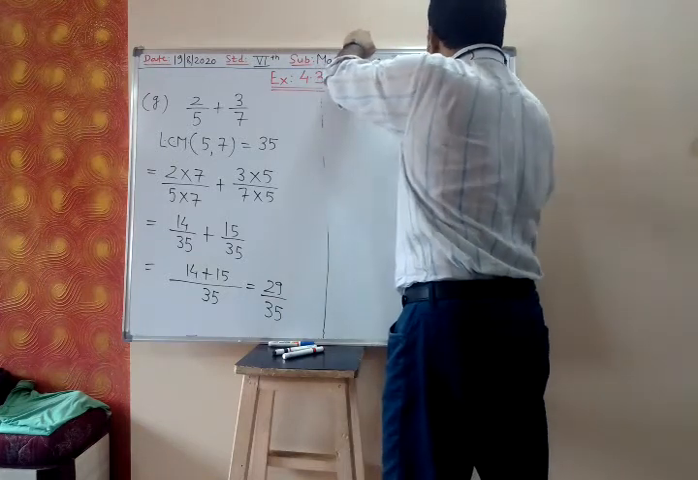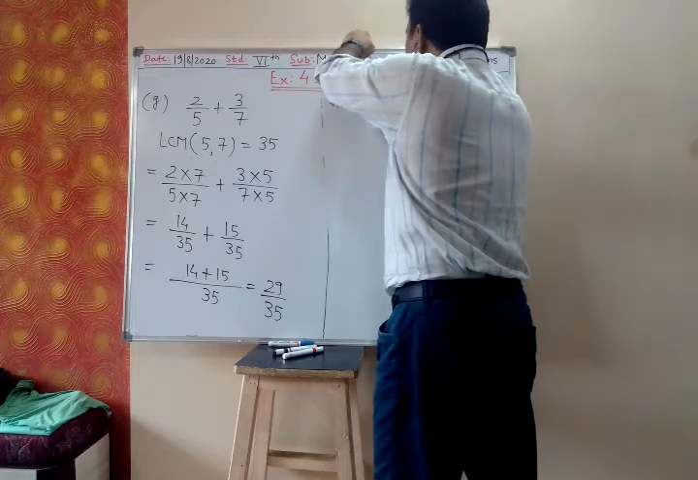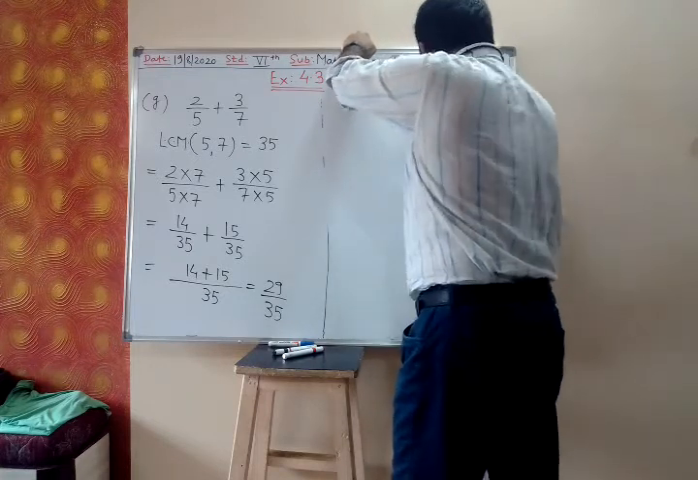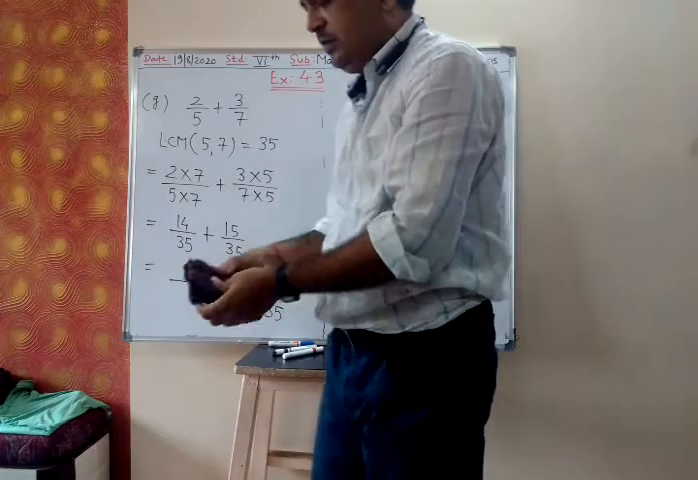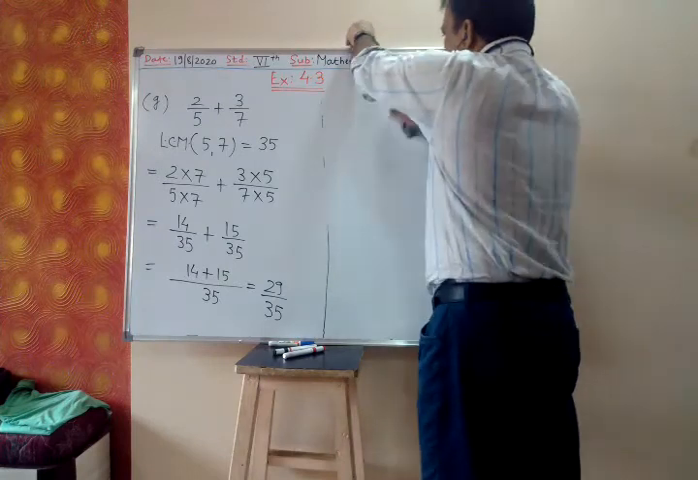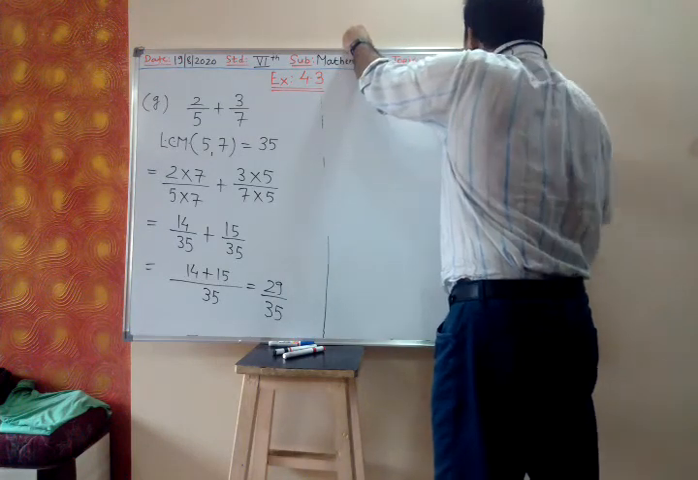See, there is a simple rule. If they are not like fractions, you have to convert them into like fractions.